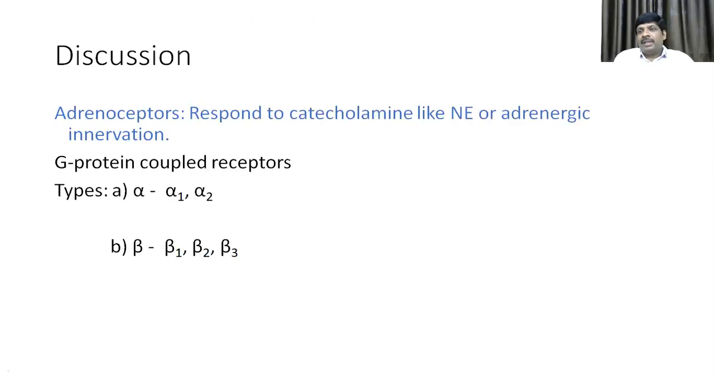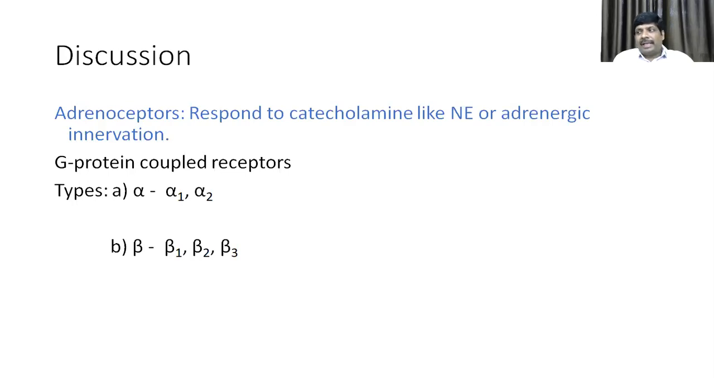Why are catecholamines named catecholamines? Because they have a catechol nucleus. If you see the structure of epinephrine or norepinephrine, the basic nucleus is a benzene ring with 2 hydroxyl groups. This is known as the catechol nucleus. The catecholamines act on different receptors. The 3 major catecholamines are epinephrine, norepinephrine, and isoprenaline.